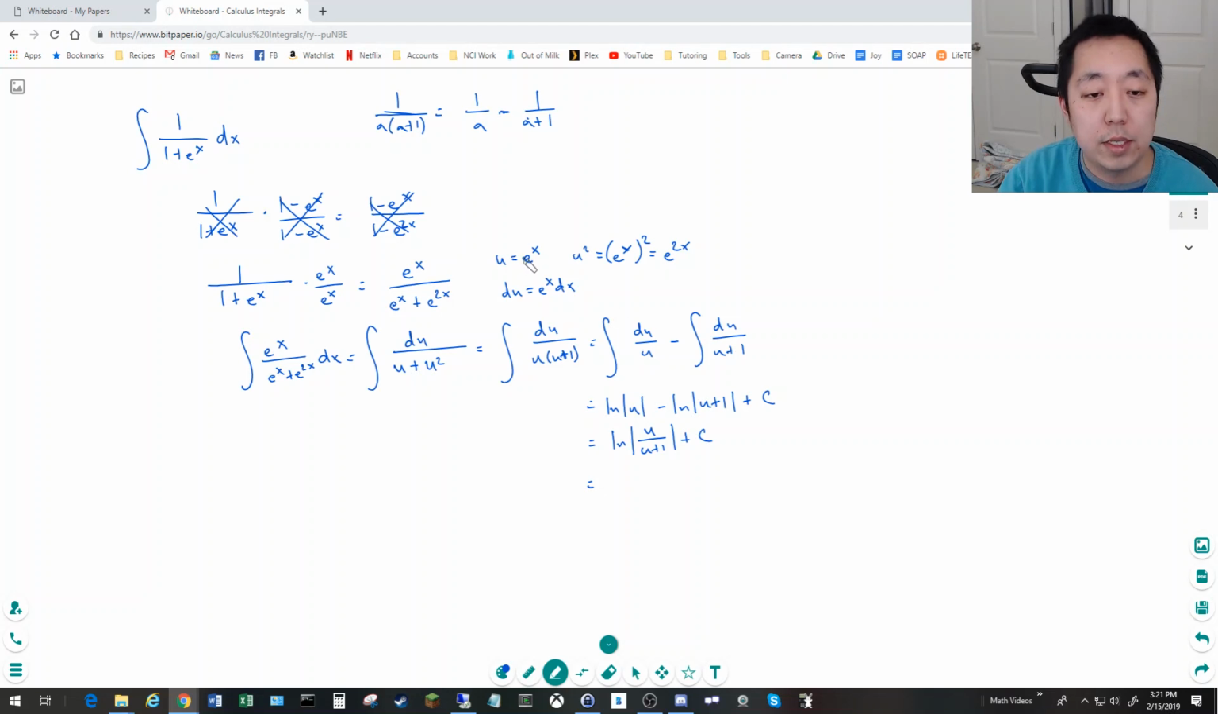The last step is to replace u with e to the x. Actually, maybe I should have done that first. Then you can see this has become a natural log. e to the x is always positive, so I can get rid of the absolute values. So it's natural log of e to the x minus natural log of e to the x plus 1, plus c. This is x minus ln of e to the x plus 1, plus c. And that is as simple as you could probably make it.